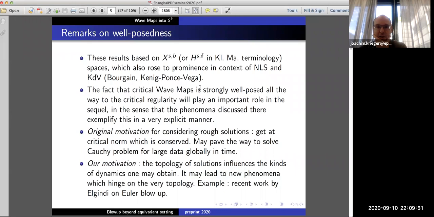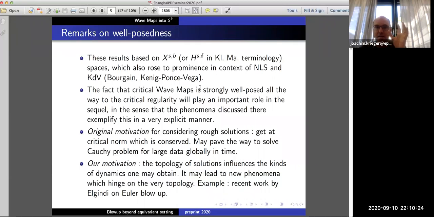However, for my talk, the motivation is somewhat different. What we now understand somewhat better, and there are more and more examples of this, is that to fully understand the richness of dynamics of problems like the critical wave maps, you have to understand the role the topology plays in this. And depending on what kind of topology you impose, you may get very different types of dynamics, in particular, very different types of singular dynamics.